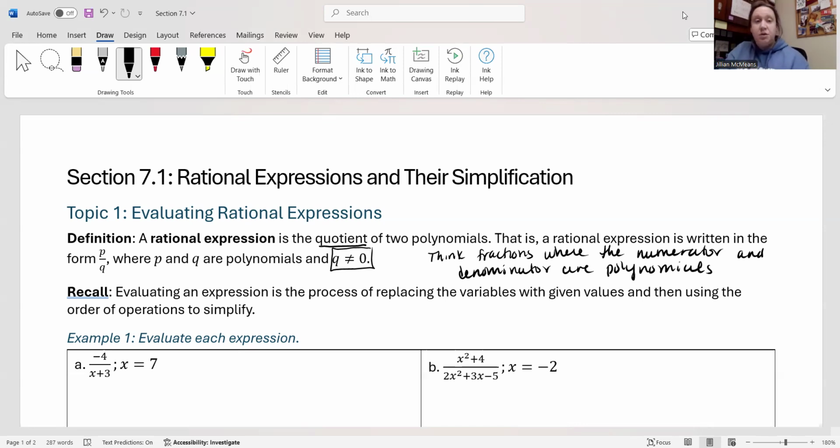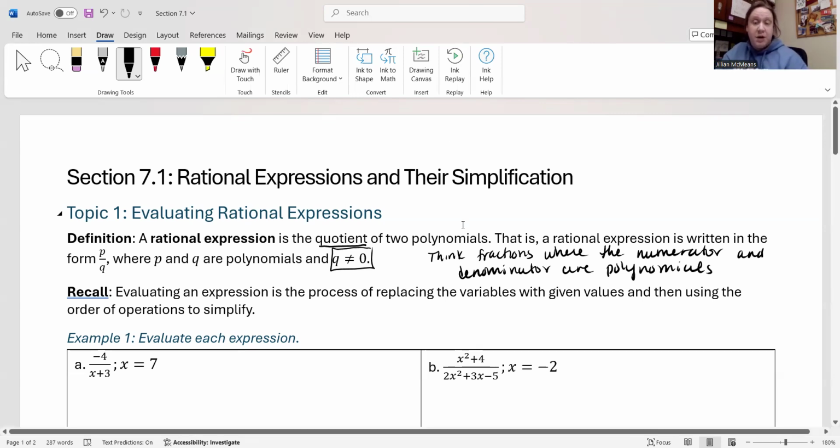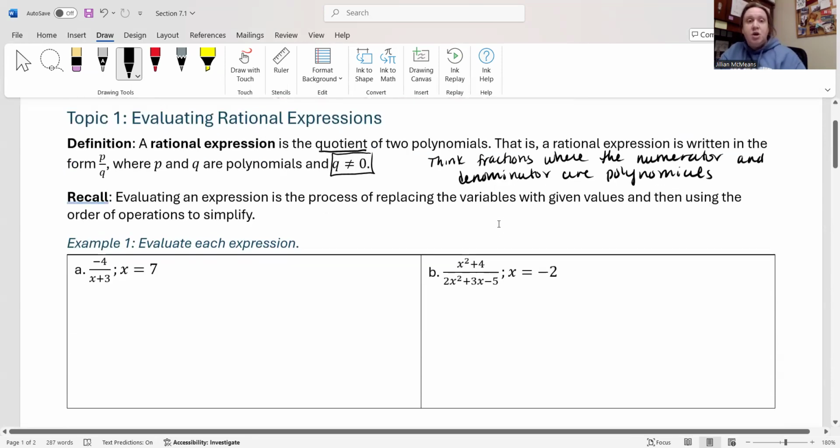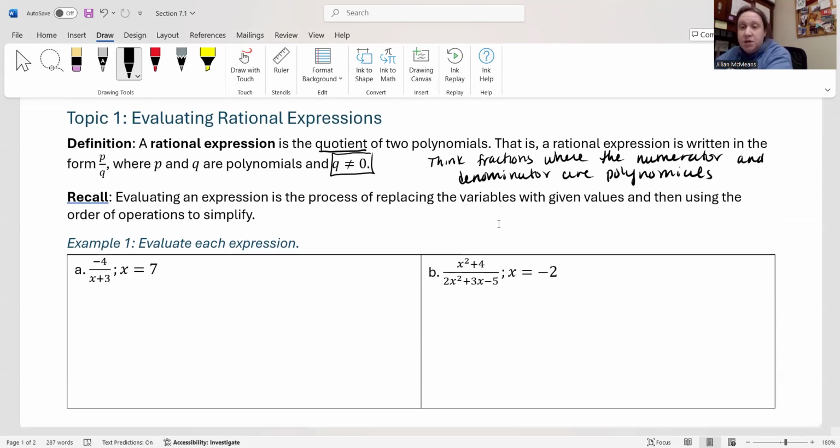So the first thing we need to do is evaluate some rational expressions, just to familiarize ourselves with what they look like. Evaluating an expression is the process of replacing the variables with given values and then using the order of operations to simplify. We've done this a few times already in this course, so we're just applying it now to this new type of expression, which has numerators and denominators.